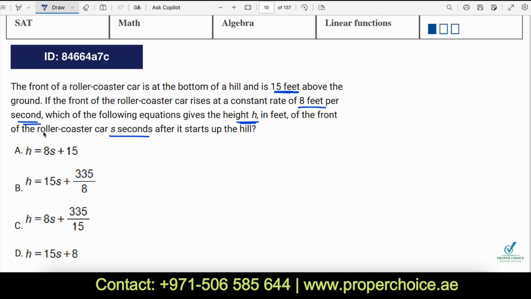With that situation, which equation can I use to calculate the height of the roller coaster's front for s number of seconds? Height is represented by h, and per second it is covering 8 feet, so the total distance covered in s seconds is going to be 8 multiplied by s, plus, initially it was 15 feet, so 8s plus 15 is the equation which will be used. That makes sense with option A. So 8s plus 15 is the right equation which models this situation.